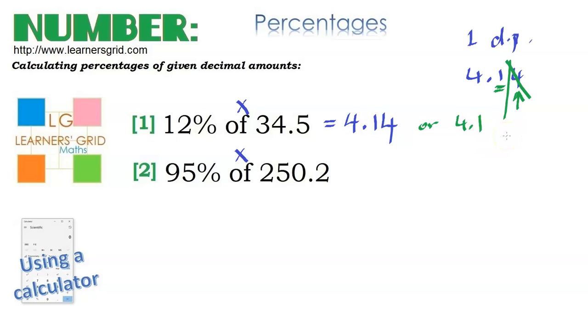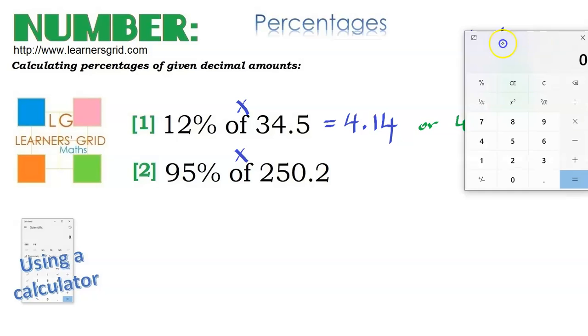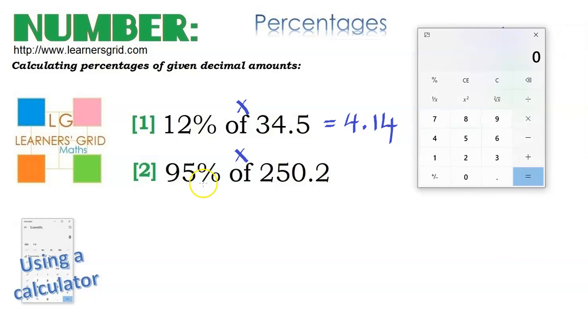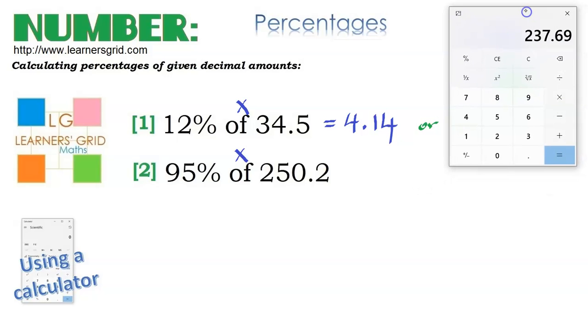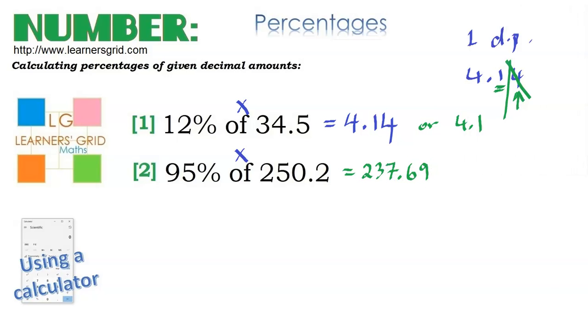Okay, so let's move on to the second question. It's 95, so just type it in. 95 times the amount, 250.2. Push the percent, push the equals, and there's your answer. So it really isn't very difficult at all if we're using our calculator. So, 237.69. Again, I'll go through the process of rounding just in case.